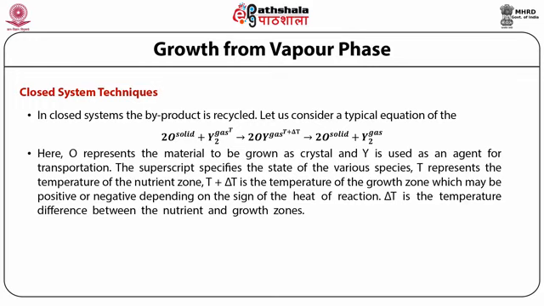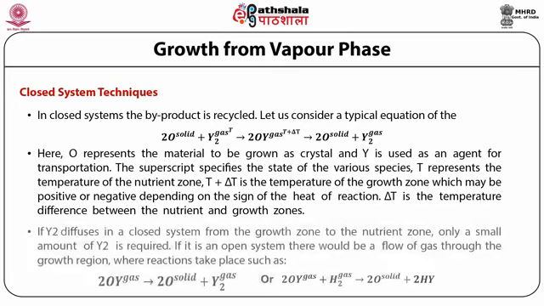If Y2 diffuses in a closed system from the growth zone to the nutrient zone, only a small amount of Y2 is required. If it is an open system, there would be a flow of gas through the growth region where reactions take place, such as 2OY(gas) → 2O(solid) + Y2(gas), or 2OY(gas) + H2(gas) → 2O(solid) + 2HY.